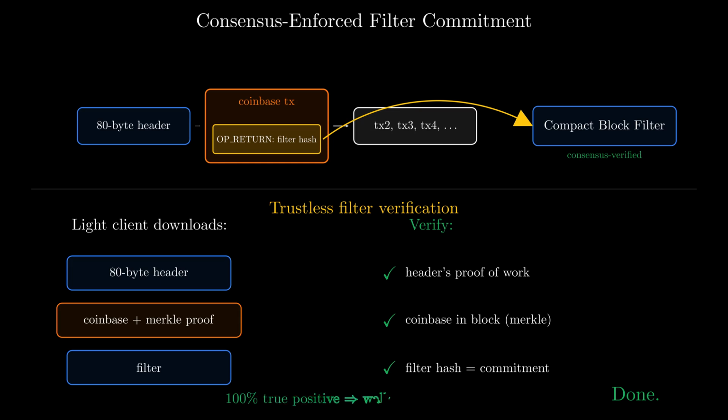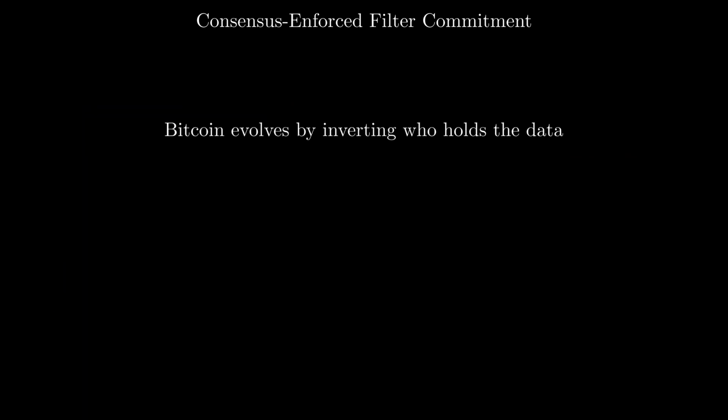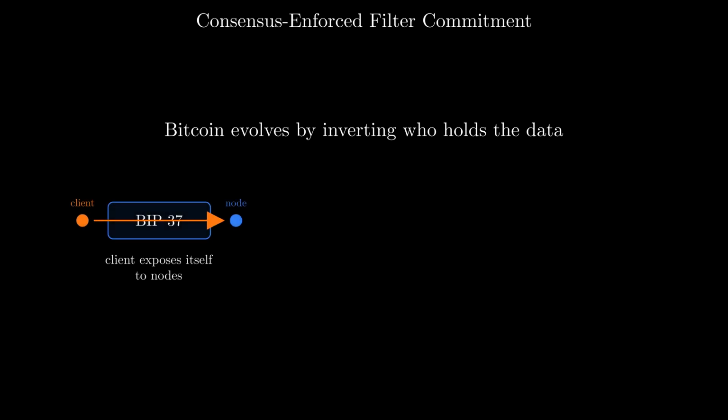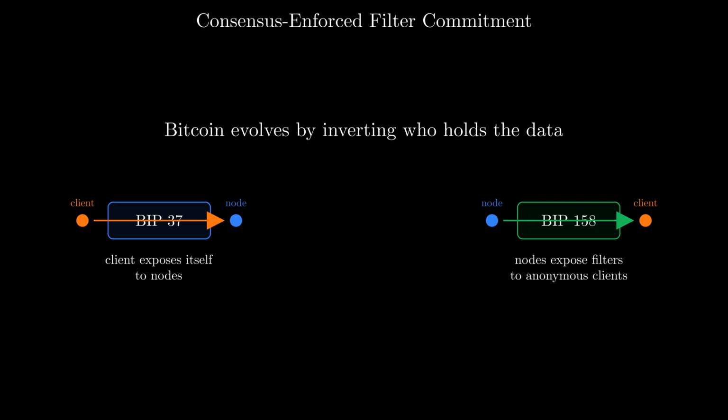This is the philosophical core. The 100% true positive guarantee means a wallet can rely on these filters. Absolutely. Privacy is preserved without trust. And the larger pattern is worth naming. Bitcoin's evolution is often about inverting who holds what data. BIP37 made the client expose itself to nodes. BIP158 made nodes expose filters to anonymous clients. Each generation shifts the burden away from the user toward the network.